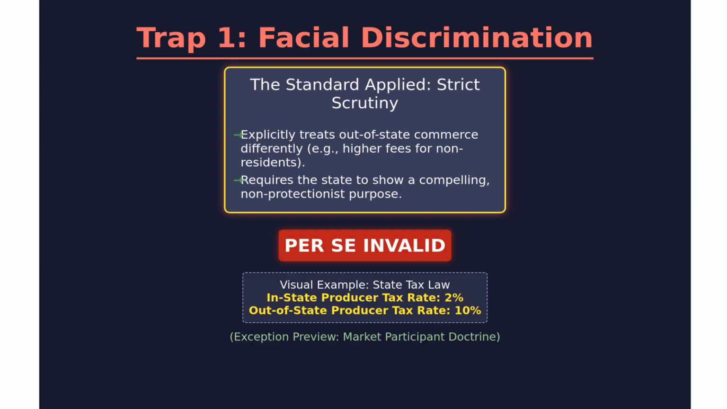The state must prove the law serves a legitimate, non-protectionist purpose, and that no less discriminatory means are available to achieve that purpose. Critically, the only common justification that typically allows a facially discriminatory law to survive is when the state is acting not as a regulator, but as a market participant. We will explore that crucial exception in our next segment.